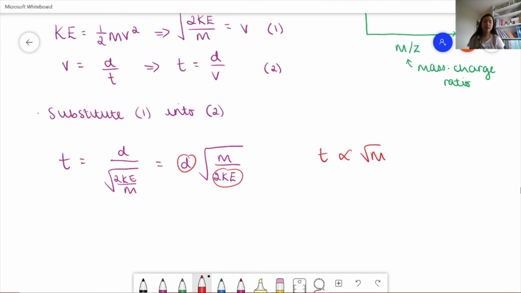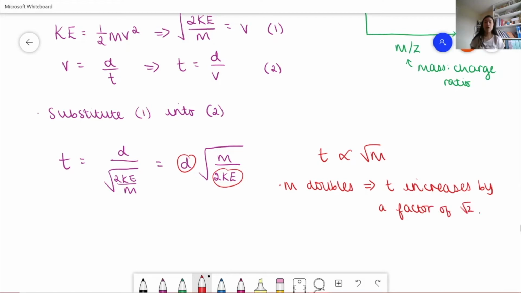So this means that if we double m, t will increase by a factor of root 2. And so this is why we have that if an ion has a higher mass, then it'll take a longer time for it to reach the end of the tube. And therefore it has a longer time of flight.